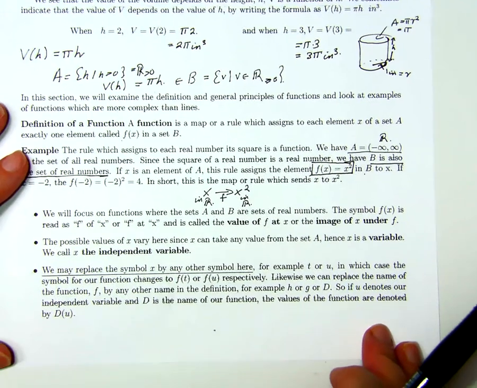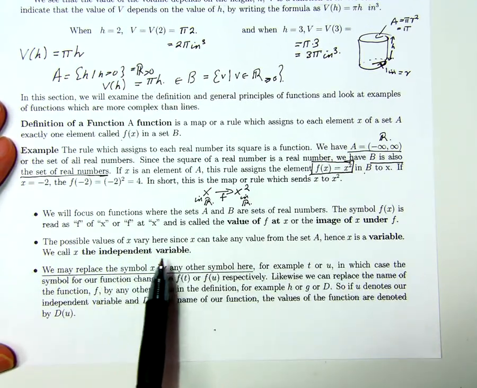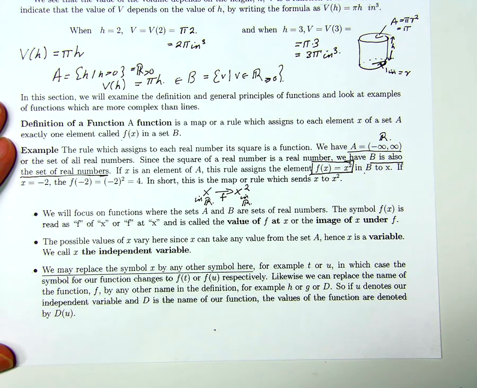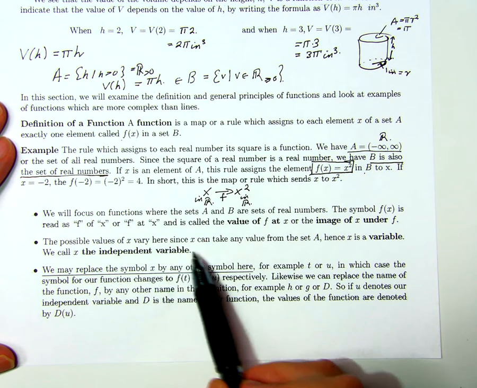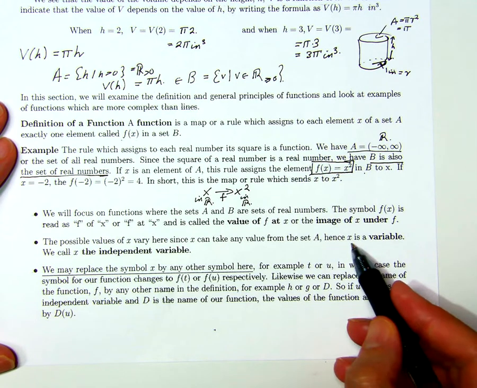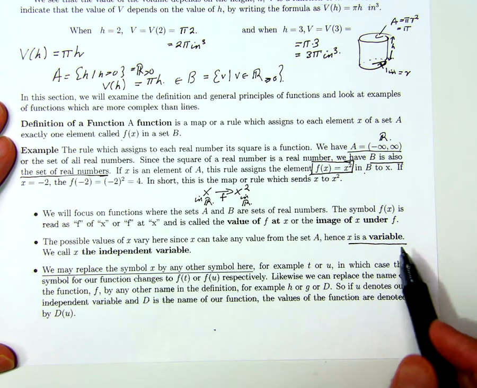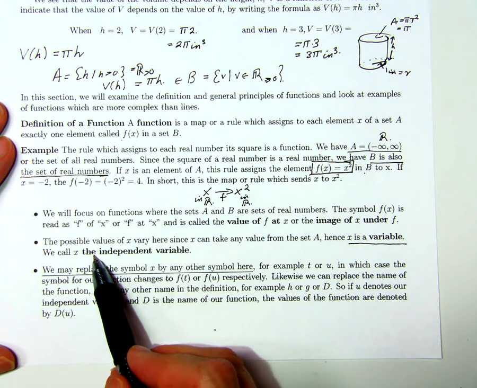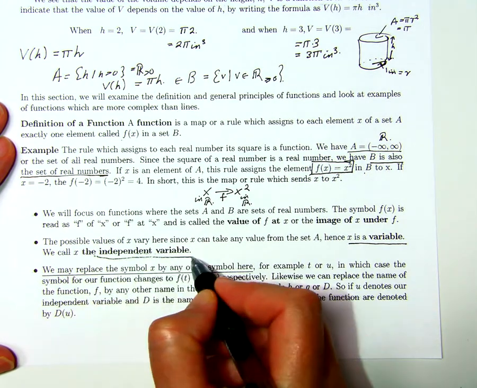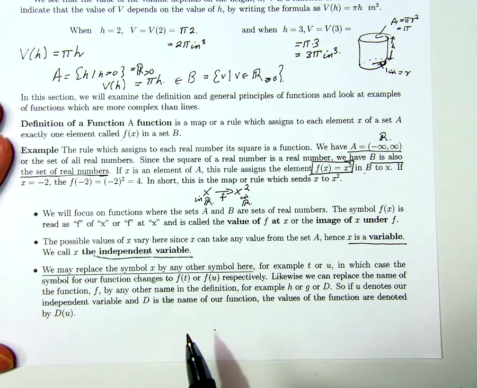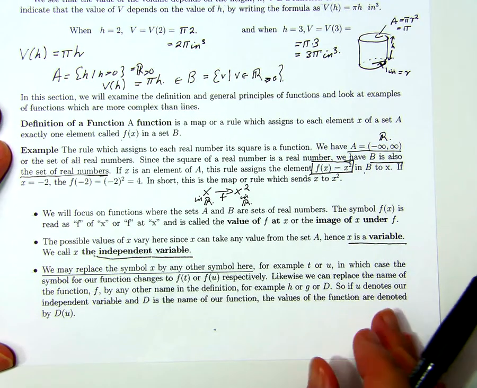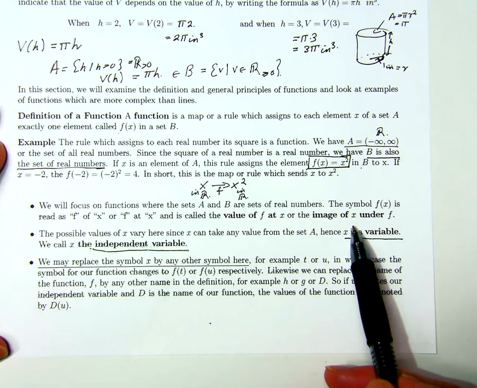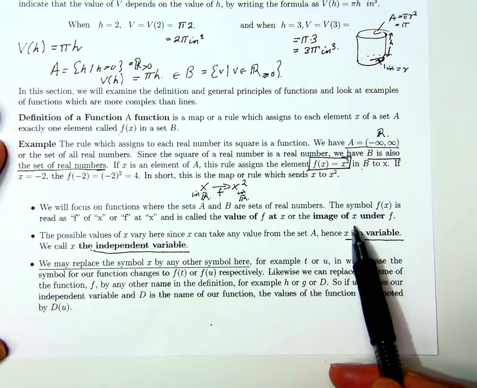The possible values of x vary, since x can be any element from the set A. So unless the set A has a single element, these values of x are going to be allowed to vary. And so therefore x is a variable, indicating that its value can vary. And we call it the independent variable, because we can choose what x is. Once we've chosen x, we can't choose its image under f. That's going to be fixed according to the formula or whatever rule we have describing the function.